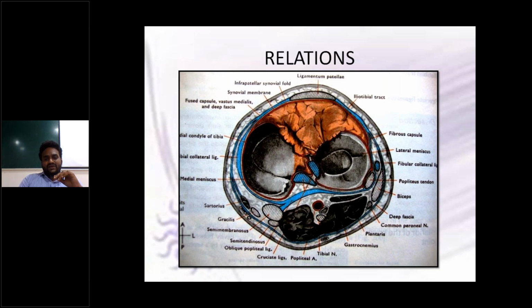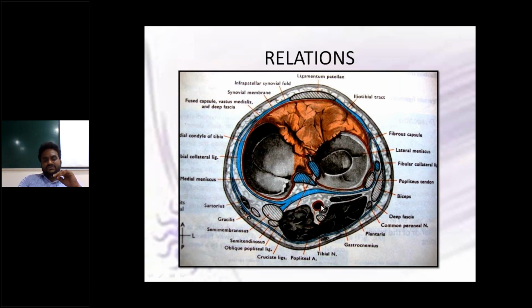So anteriorly, what are the relations? Can you name the relations? Anterior relations: tendon of quadriceps femoris, then the patella, that is the bone, and the ligamentum patellae.